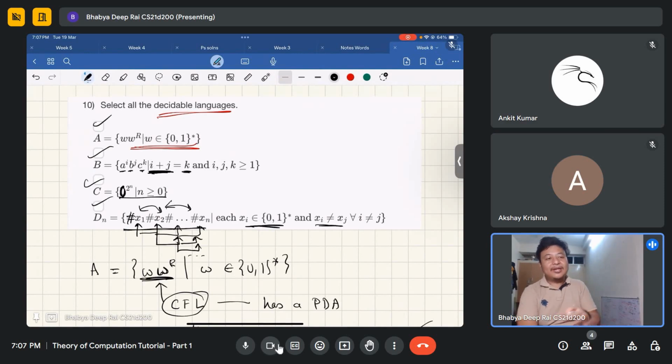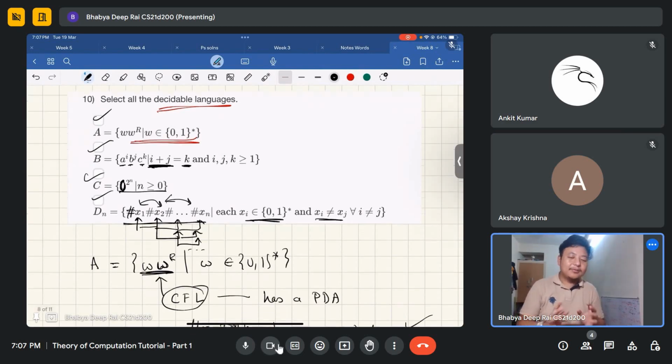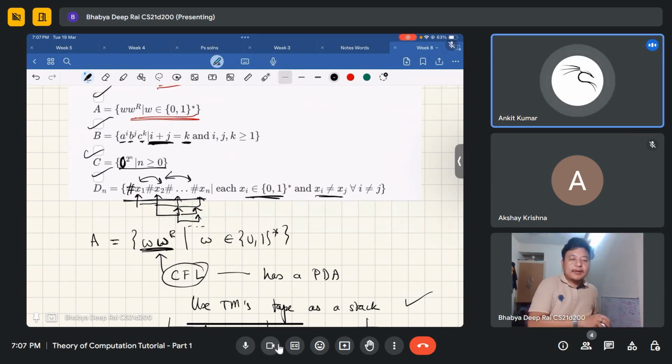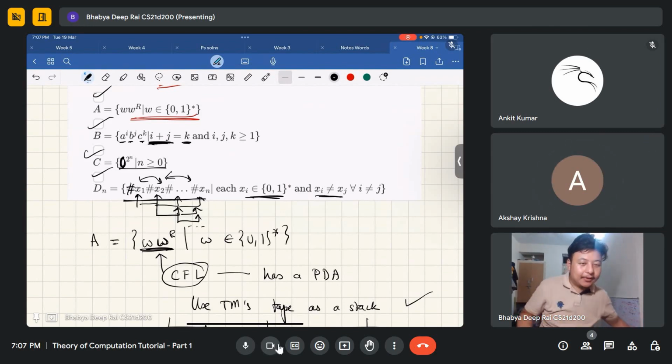So you might have answered this correctly in the assignment. I just wanted to make sure that you are not bound by the rules of Turing machines. That is all I'm trying to convey. Okay, is this clear? Yes, sir. Okay, good.